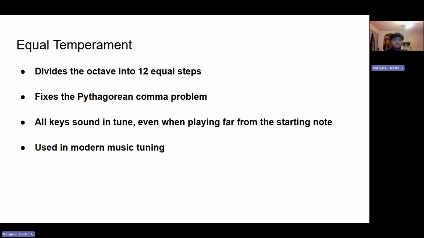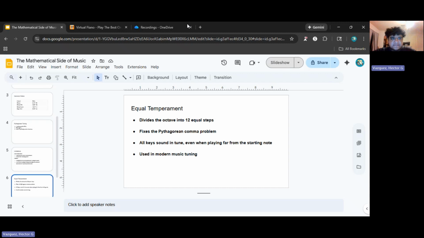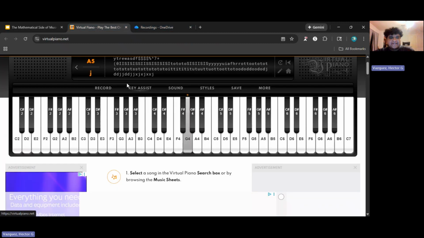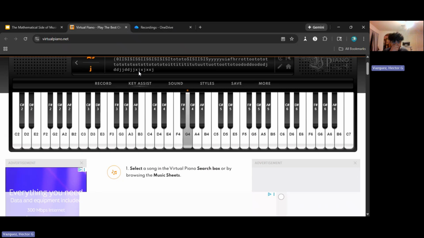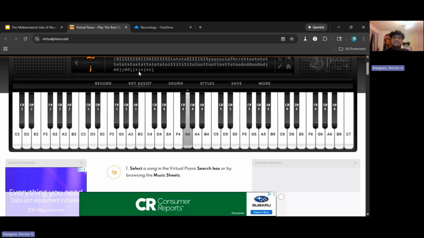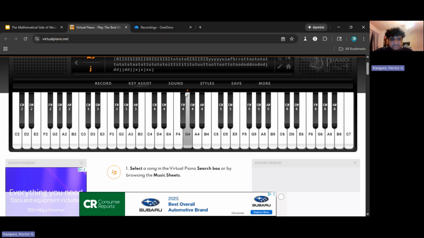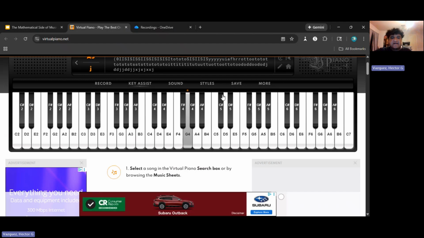So, equal temperament. As we saw with Pythagorean tuning, stacking perfect fifths is mathematically elegant, but it doesn't perfectly match octaves. This small mismatch is called the Pythagorean comma. To solve this problem, modern music uses equal temperament. As we go back to the piano, equal temperament divides the octave into 12 equal steps. This means that no matter which key you play in, the intervals are adjusted slightly so they work perfectly together. For example, a perfect fifth in C sounds just as in tune as a perfect fifth in F sharp or any other key.